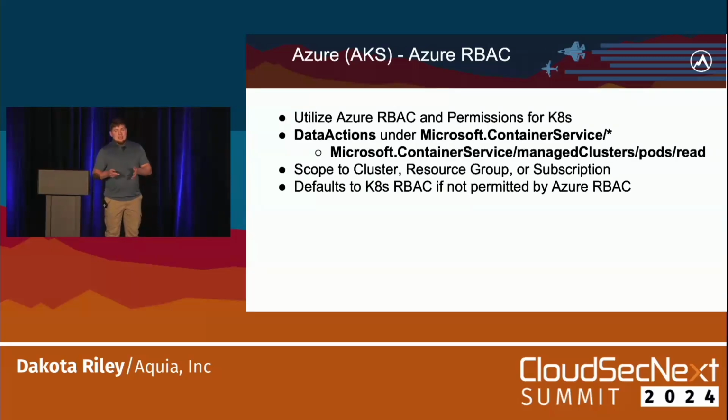And then, instead of Kubernetes RBAC, if you want to manage it at the cloud service provider level, you have the ability to use Azure RBAC. It's similar to GCP IAM, where the cluster permissions are expressed as Azure RBAC permissions. They're considered data actions under the Microsoft Container Service namespace. For example, being able to read pods would be expressed as Microsoft Container Service managed clusters pods read.